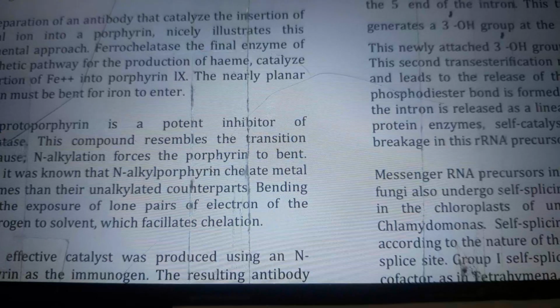The preparation of an antibody that catalyzes the insertion of a metal ion into a porphyrin nicely illustrates this experimental approach. Ferrochelatase, the final enzyme of the biosynthetic pathway for the production of heme, catalyzes the insertion of Fe2+ into porphyrin. The nearly planar porphyrin must be bent for the ion to enter.